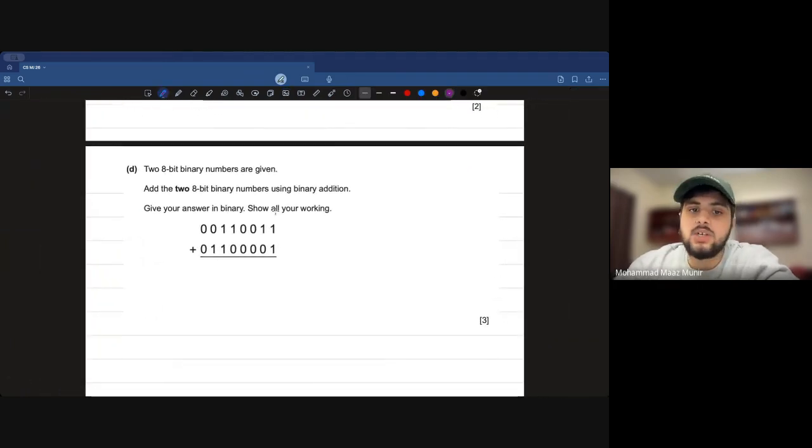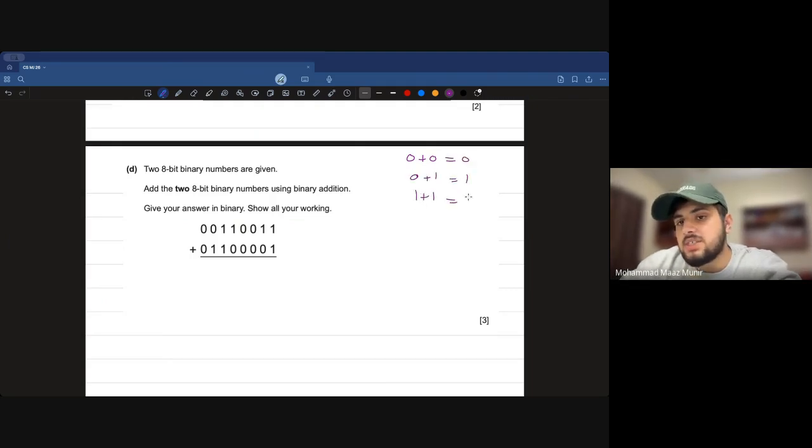Right now we just need to add them. We need to use the same rules. 0 plus 0 is 0, 0 plus 1 is basically 1, and 1 plus 1 is basically 0 with a carry. And if we have a scenario where we have 1 plus 1 plus 1, it means 1 with a carry.